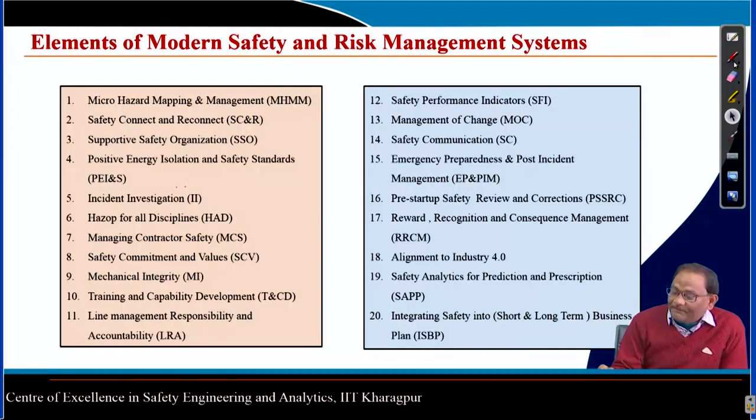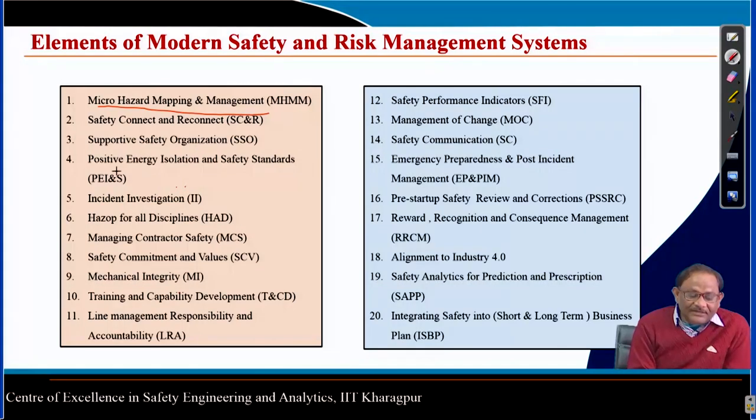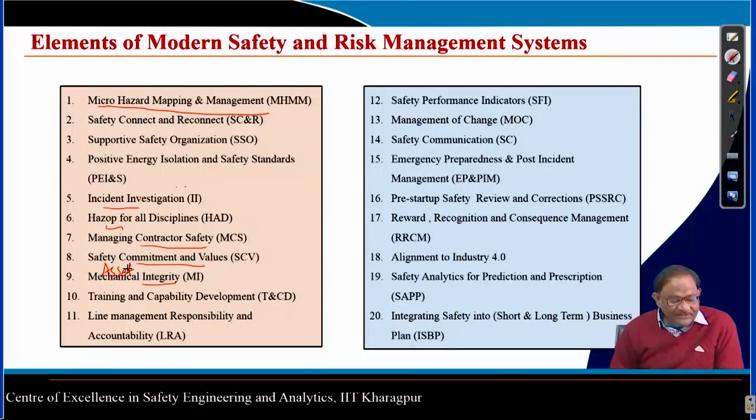One is micro hazard mapping and management. I will discuss in the next lecture what the hazard triangle is. Then safety connect reconnect, supportive safety organization, positive energy isolation, safety standard, incident investigation, HAZOP, contractor safety, commitment values, mechanical integrity, I can say asset integrity, capability, training, capability building, and all those things are traditional safety management you will get.